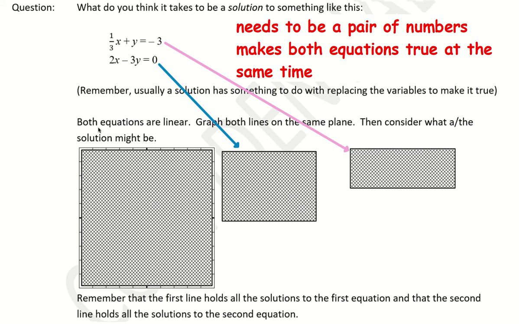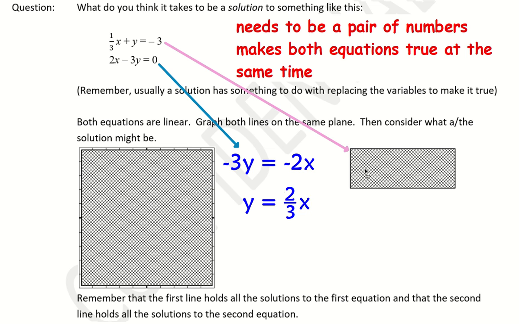So here's what we're going to do. Both equations are linear. Graph both lines on the same plane. And then maybe by looking at the graph, we can think about what the solution would be. Now, notice that both of these are not already in y equals mx plus b form.